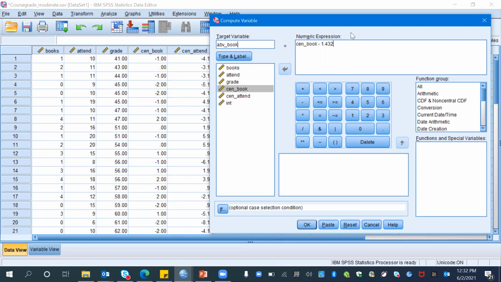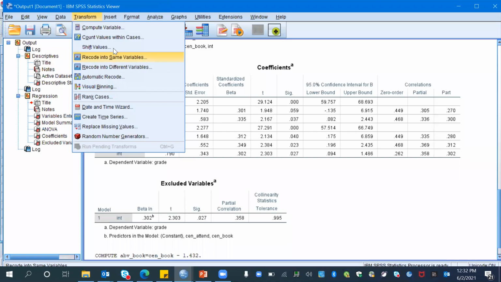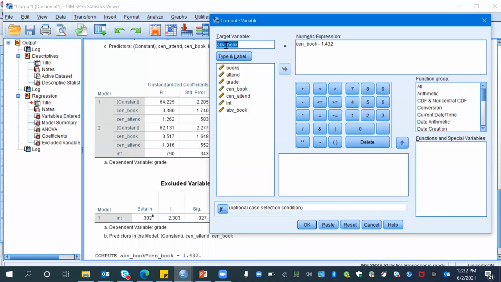But again, the big thing to remember is if you want above standard deviations, subtract. If you want below standard deviations, add. In this case, we want above, so I subtracted. And I'm going to do the same thing, but I'm going to add the standard deviation to get below.